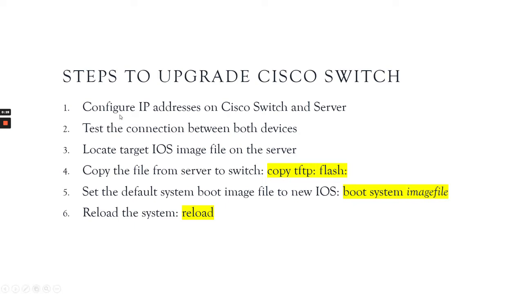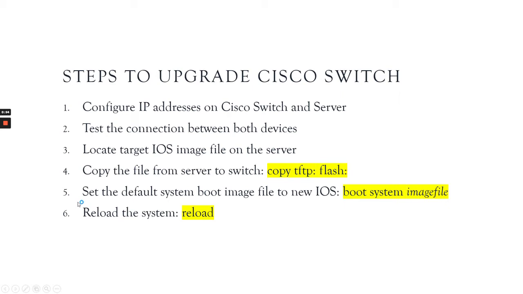Then you have to configure the IP addresses on both the devices, and then in the second step, test the connectivity to make sure there is a valid connection. In number three, you have to locate the iOS image on the server, and in step four we're gonna copy the file from the server to the switch using the copy command.